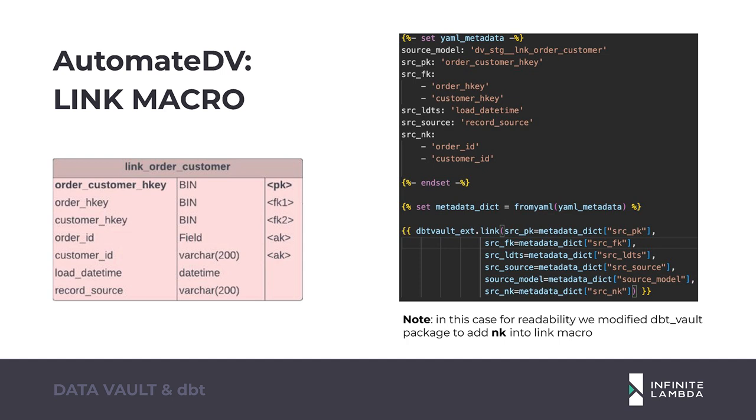The DBT vault package doesn't actually have natural keys for links. They only have the hash key. But it's pretty hard to look at a hash key and infer what is going on in there. So we modify it a little bit, it's an extended version. We modify it a little bit to add natural keys into the macro.